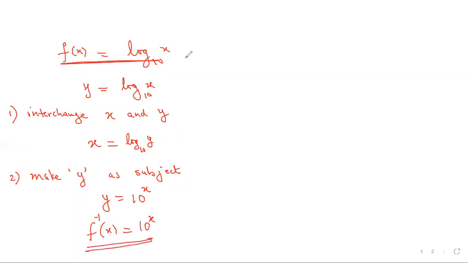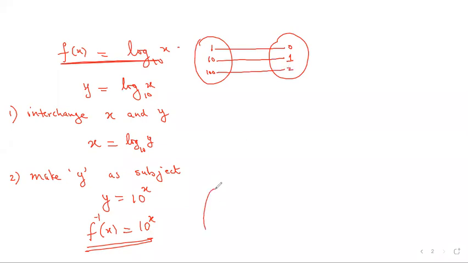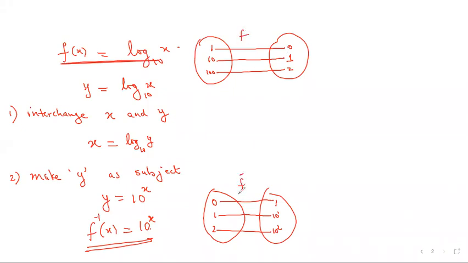Did you follow that? Which means in this one, if x is 1, y is 0. When x is 10, y is 1. When x is 100, y is 2. What happens in inverse function? Look at this. When x becomes 0, y coordinate is 1. Put x as 1 here, y coordinate is 10 raised to 1. Put x as 2 here, y is 10 square. Have you noticed they got interchanged? Yes, sir. This is called its inverse function. Everybody followed? Yes, sir.